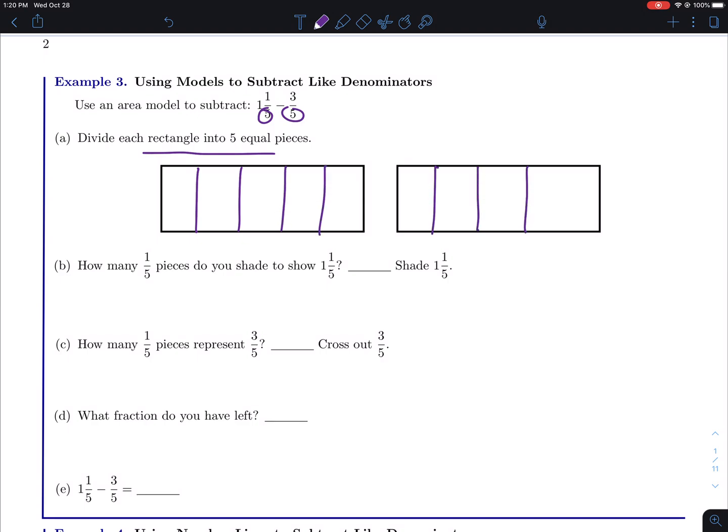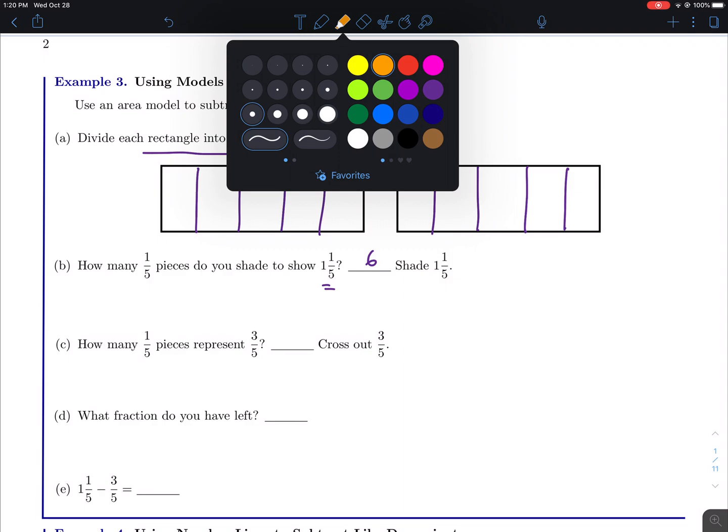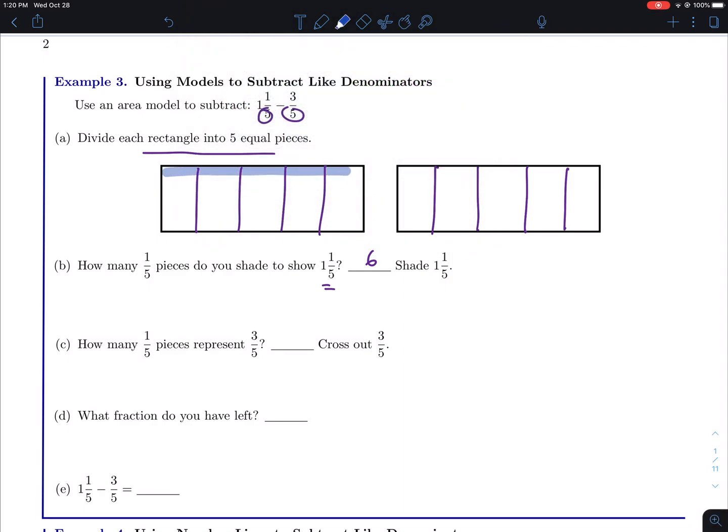1, 2, 3, 4. And just like last time, the first thing we want to do is start with the bigger number and shade 1 1/5 and figure out how many pieces we're going to get. This is just like last time, so we know we're going to get 6 of them. Let me shade those in. The blue is going to represent 1 1/5. We had 1, 2, 3, 4, 5, and we have 6 chunks, which gives us our 1 1/5.